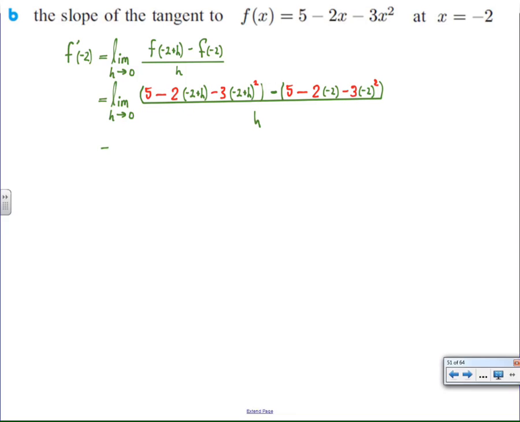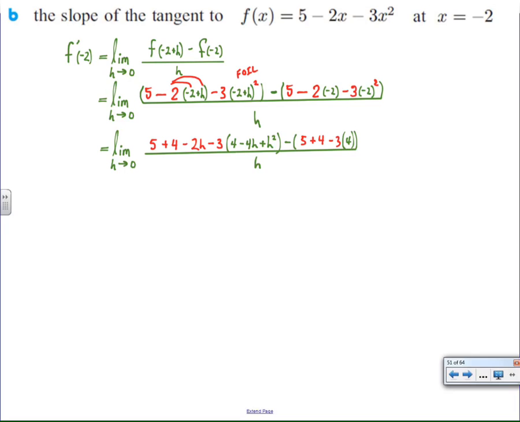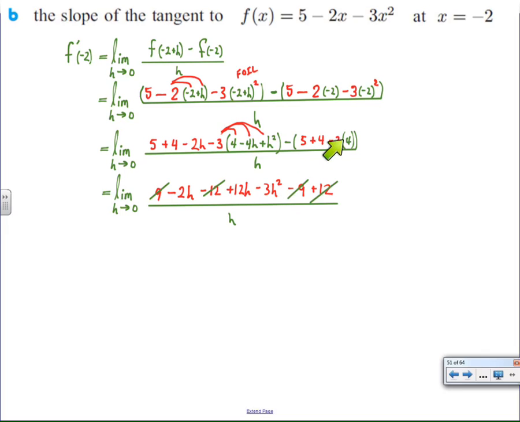We just distribute the -2, and we distribute, well, before we distribute the -3, we have to remember to FOIL. And here I'm going to square the -2. 5 plus 4 is 9. We're going to distribute the -3 here. And we're going to do a bunch of other calculations. This is all stuff you should be able to handle without my talking through it.